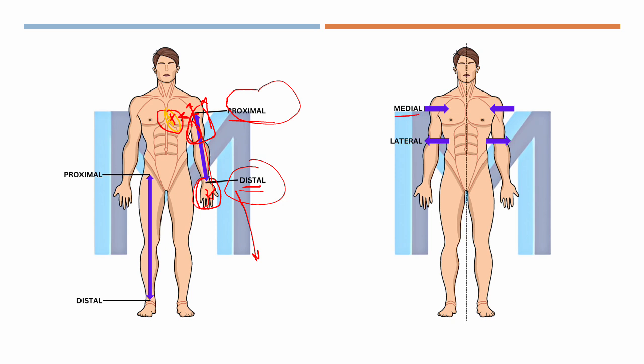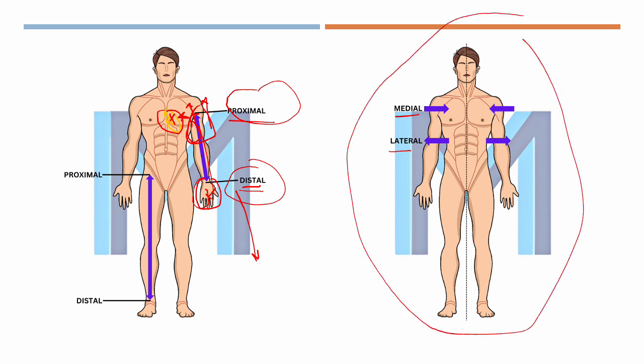Another is medial and lateral. So just like we said, we have the anatomical position. We have made this imaginary line running straight down. That's not a straight line, but you get the point. Now, when we say something is medial, we mean that it's closer to the midline. When we say it's lateral, we mean it's moving away from that line.